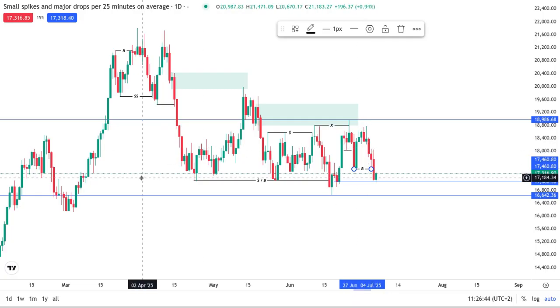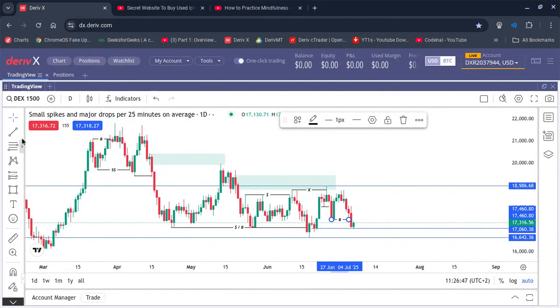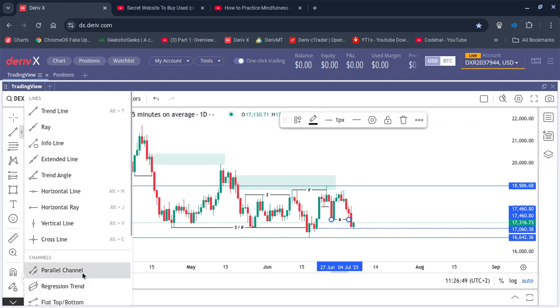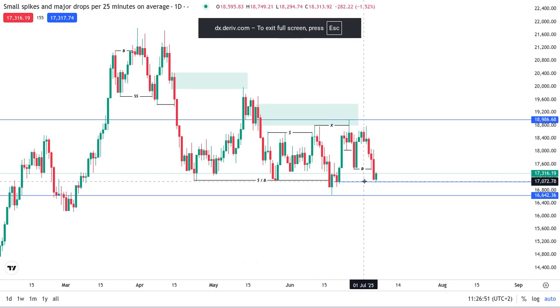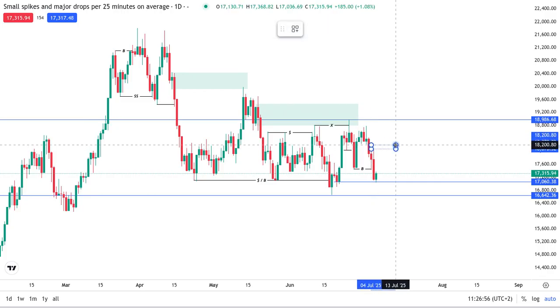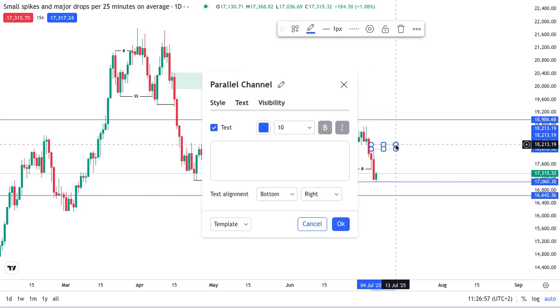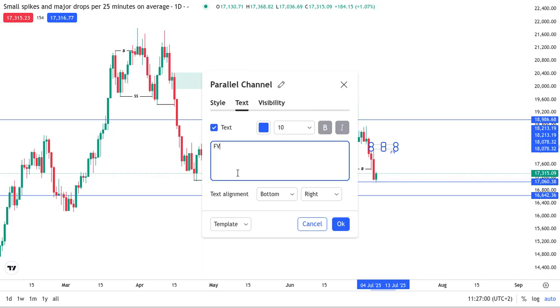Yeah, so let's just mark the fair value gap using a parallel channel. So this is our fair value gap right there. Yeah, let's mark it out, FVG.